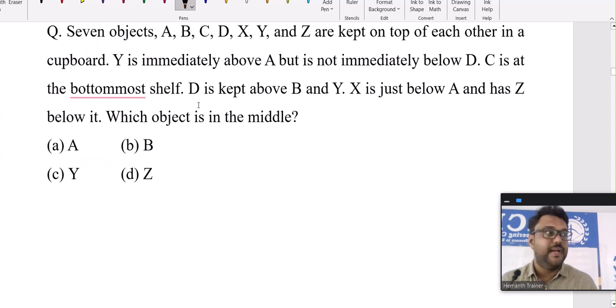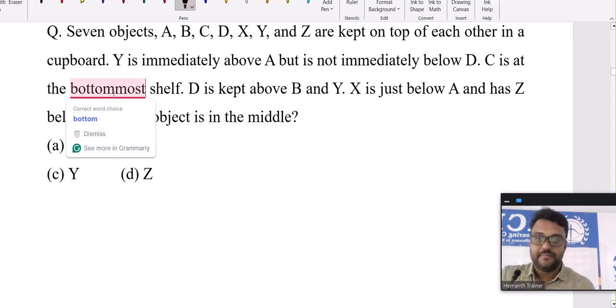Which object is in the middle is the question. We solved in basic round 5 questions, which is in the middle, like that. 5 members, which is in the middle. But this is 7 people, which will come in the middle is the question. And we don't have too much time. 10 questions, 15 minutes. We don't have that much luxury time. So please try to practice in a better way.